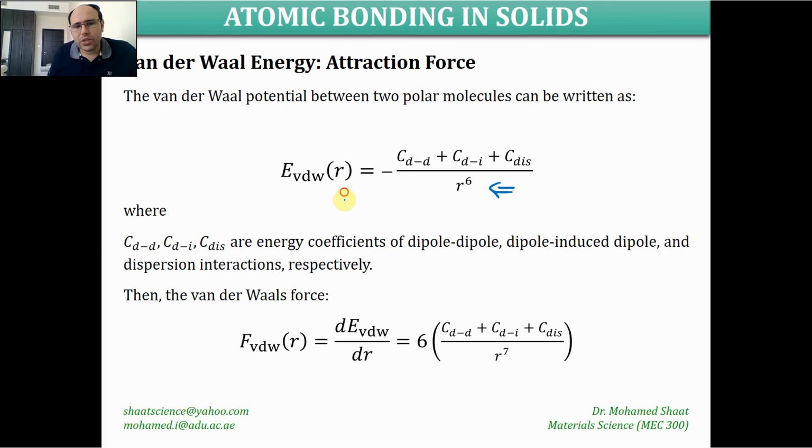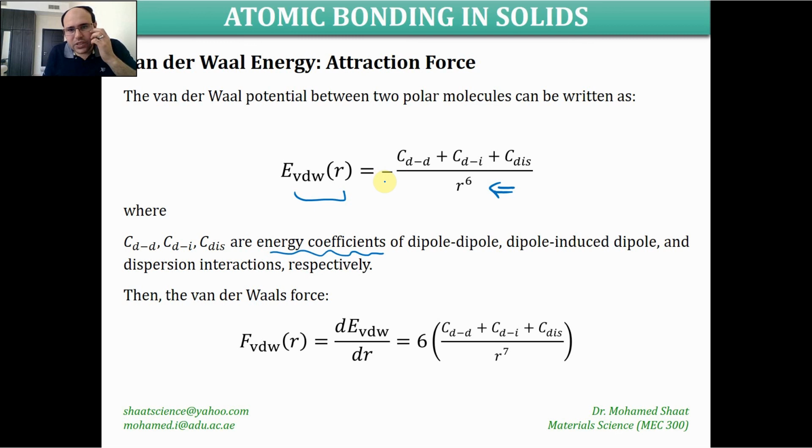So we could express this London dispersion or van der Waals force or energy as the negative of C_DD, where the subscripts stand for dipole-dipole, dipole-induced dipole, and dispersion, and this C is known as the energy coefficient. It is a constant that depends on the material type, and R is the distance between the molecules that form that material. All right, so as this distance increases, the magnitude of this energy will decrease. As this distance decreases, the magnitude of this energy will increase.